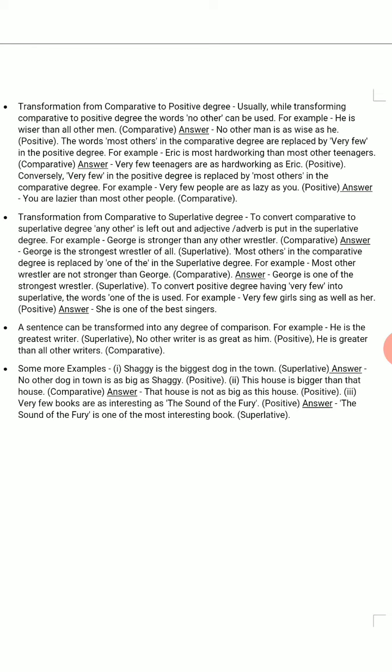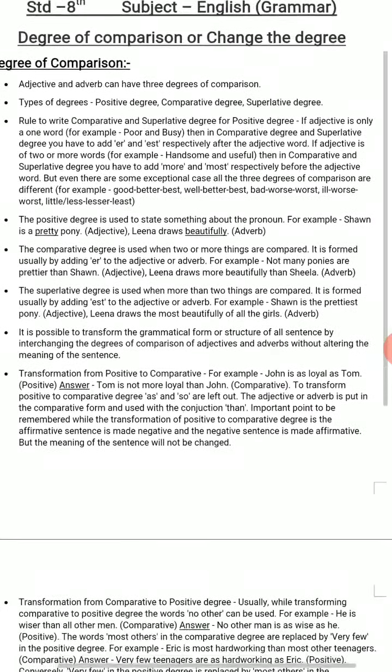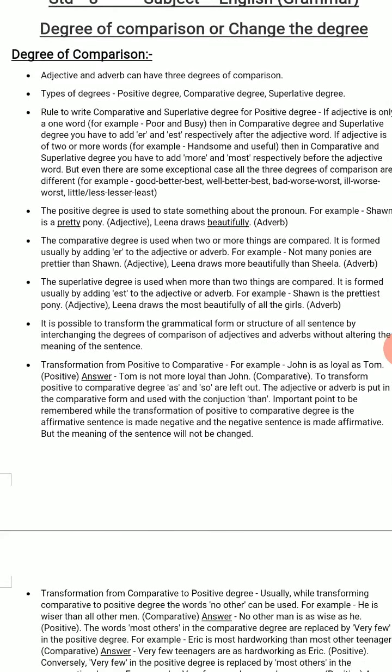Third example, "Very few books are as interesting as The Sound of the Furry." Positive degree. Answer: The Sound of the Furry is one of the most interesting books. Superlative degree. So that's all about our today's session, students. Before ending, we will be discussing the points which we have seen in this session. So let us revise the main points.